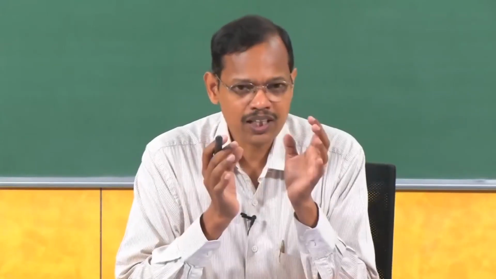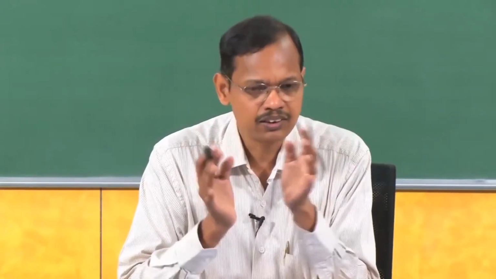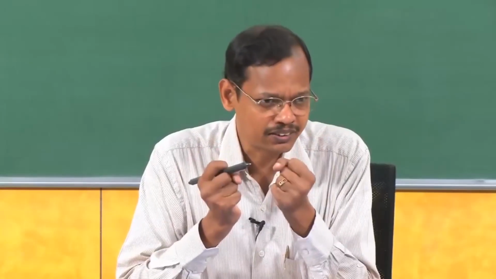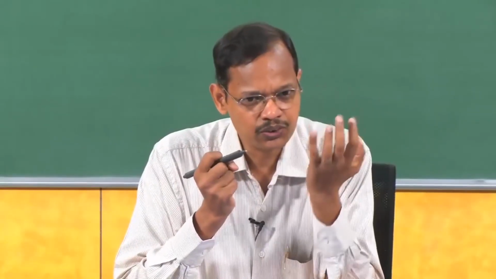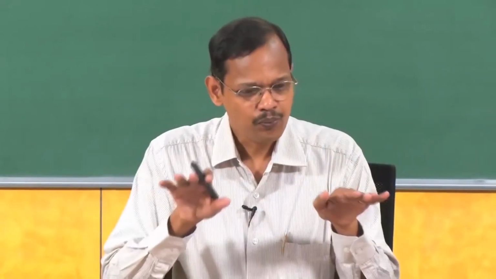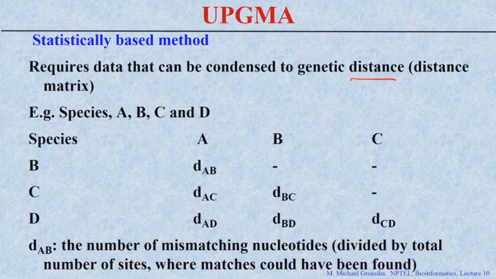It requires the data to be condensed to a genetic distance. For example, we can use DNA sequences or protein sequences. They look at these sequences and see how they are different from each other. They calculate the distance. It is a statistically based method. They use statistics to analyze the data and construct the trees based on the distance.